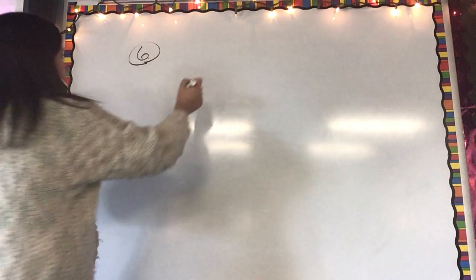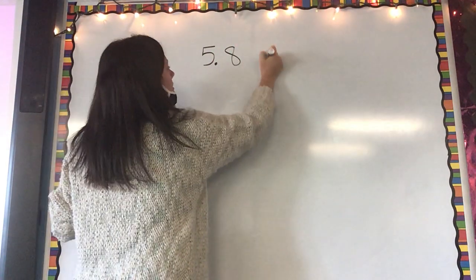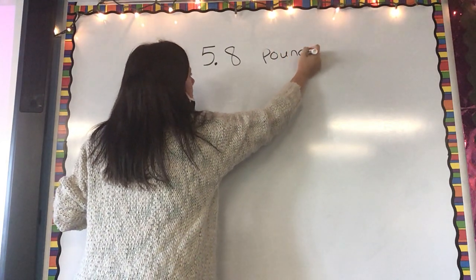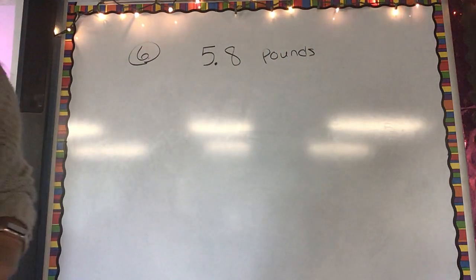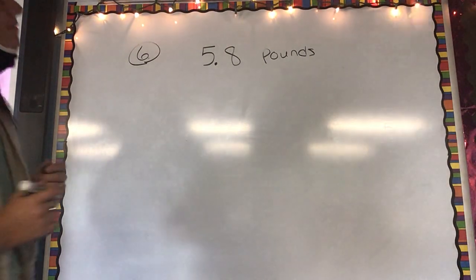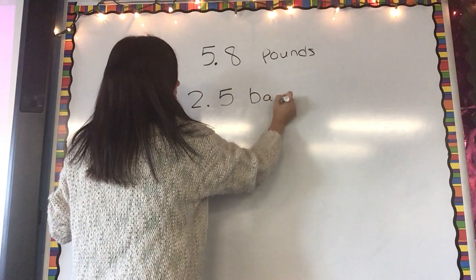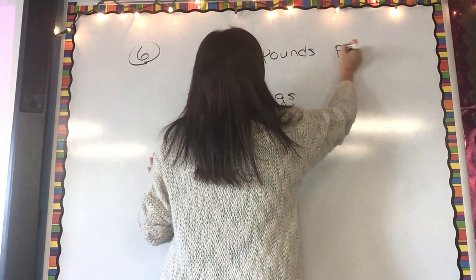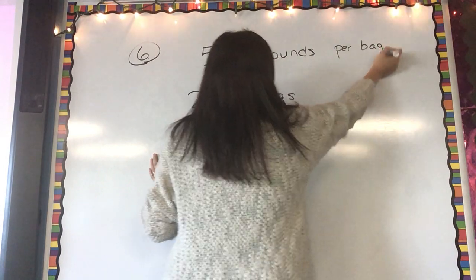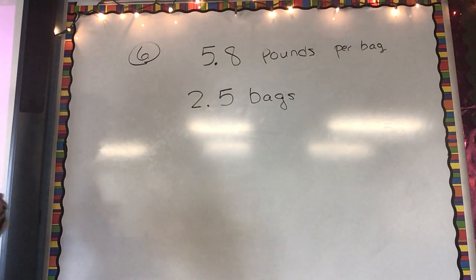A bag of grass seed weighs 5.8 pounds. So grass seed, it's seeds to make grass in a bag. And the bags weigh 5.8 pounds. How many pounds would 2.5 bags weigh? So this is per bag how much it weighs. But what if I had 2.5 bags? How much weight would that be in total then? Okay? I want you to give me an equation and a solution.